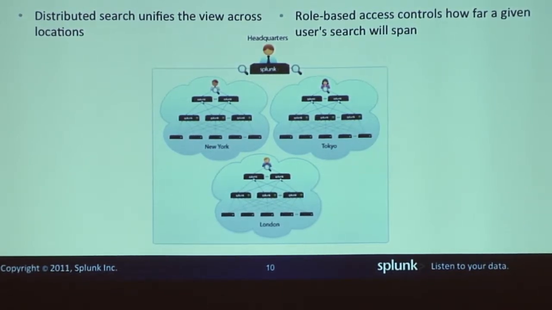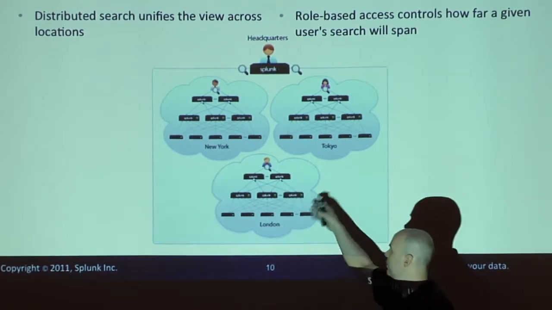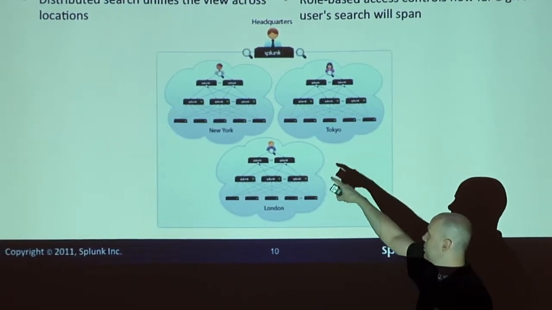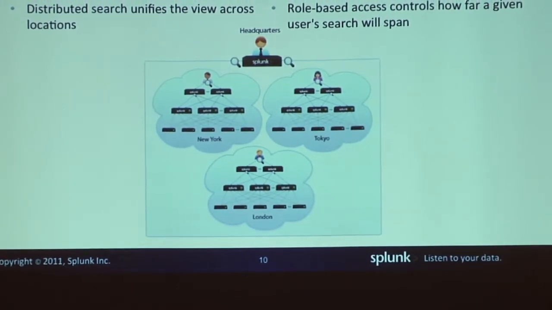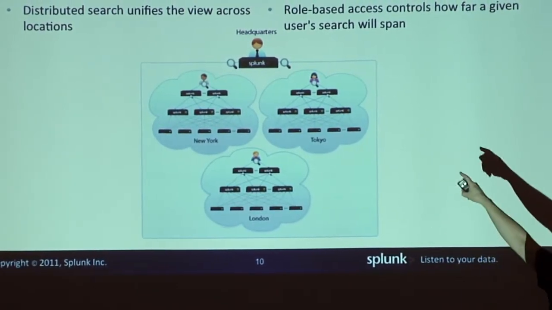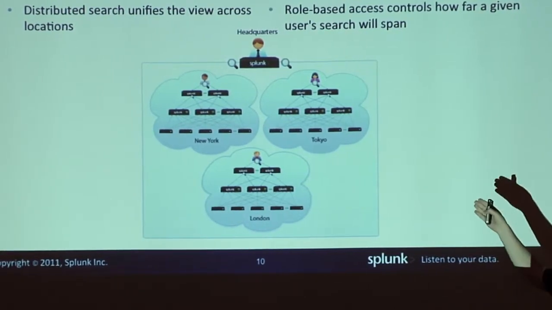So you can keep data local, so this data here stays local and doesn't traverse a WAN link. Same with here, and each one of these could be kind of like a franchise-type scenario, where they have their data, and you have headquarters that can plug into all of those instances as well to run its search against them.